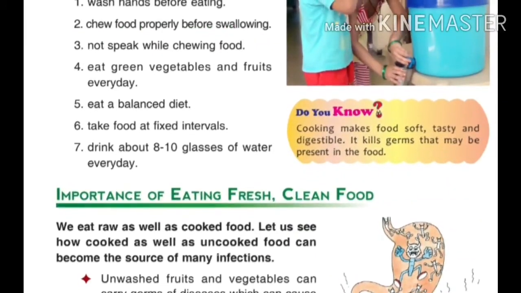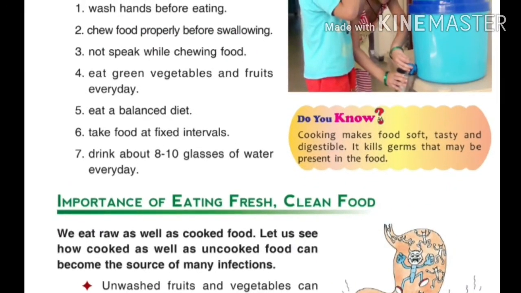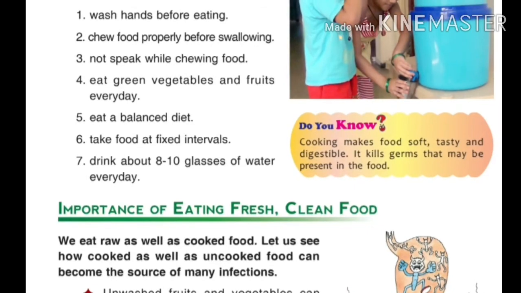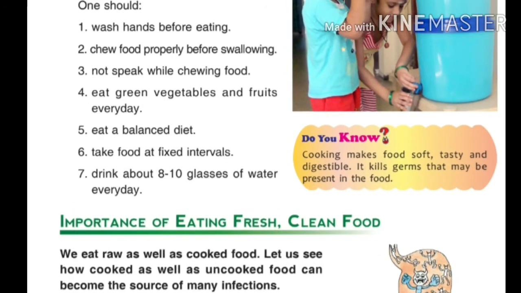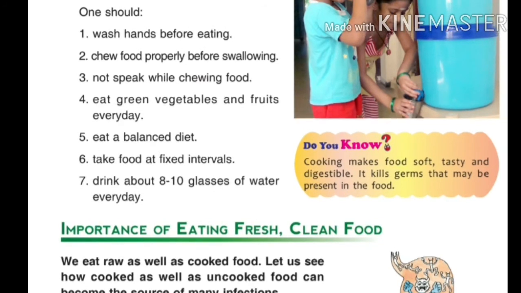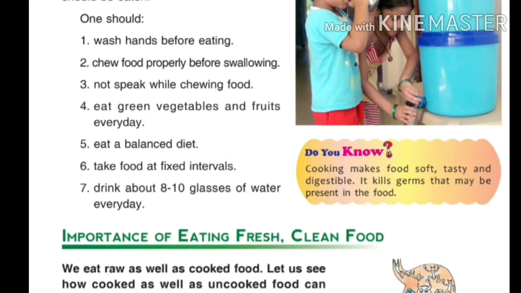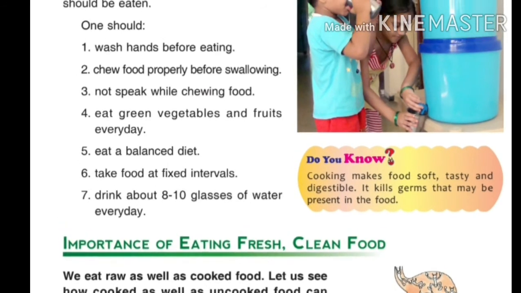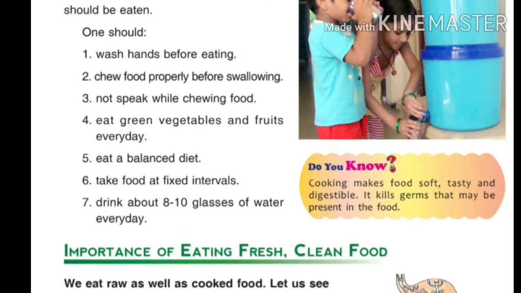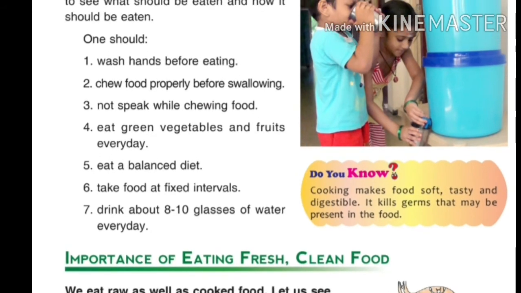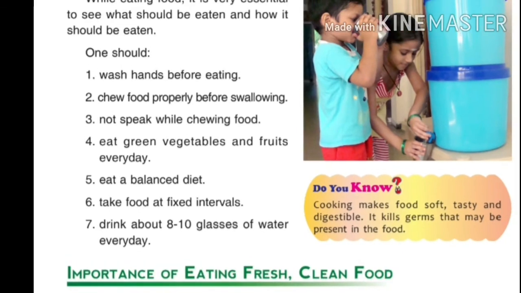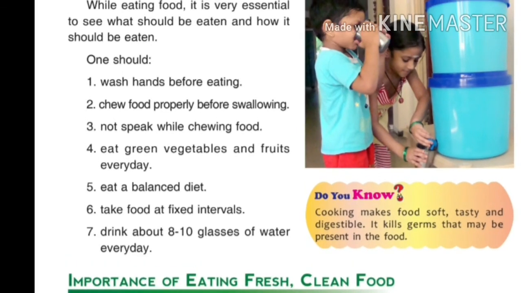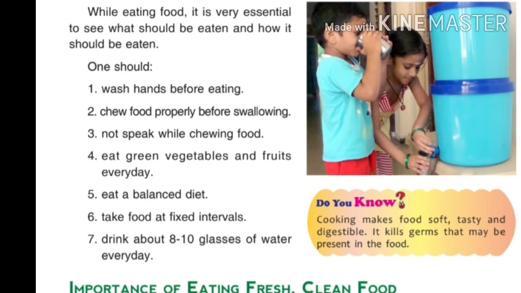Eat green vegetables and fruits every day. Can you suggest why? As we said earlier, vegetables and fruits give exercise to our gums and they are good for teeth. They are also good for our digestive system as they have many nutrients which are easily digested by our system.